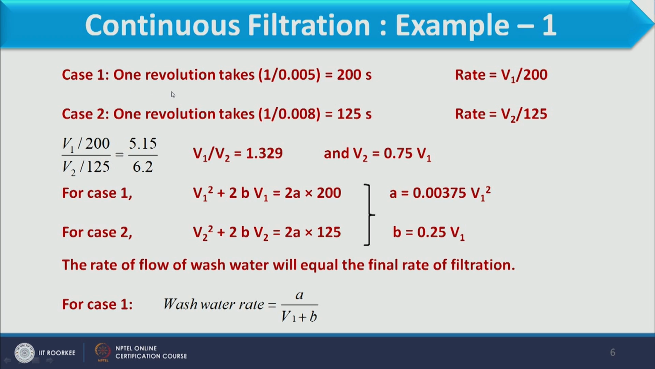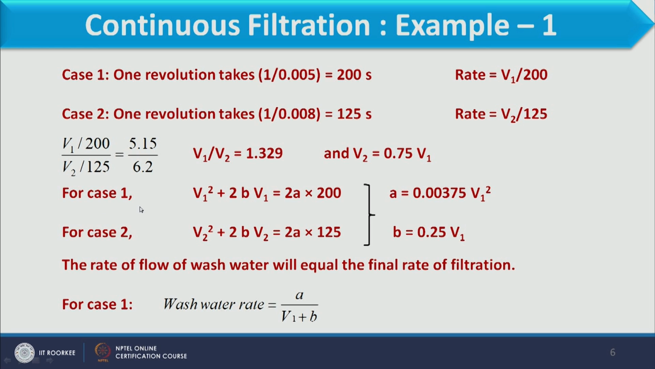Now for case 1, one revolution at 0.005 hertz takes 200 seconds, and the rate should be equal to V1 by 200. How is the rate defined? Total volume collected divided by total time required. And similarly for case 2, one revolution takes 125 seconds and the rate should be V2 by 125. Now from these two expressions we can relate V1 and V2, and V1 by V2 we can define as 1.329, and further V2 should be equal to 0.75 V1.